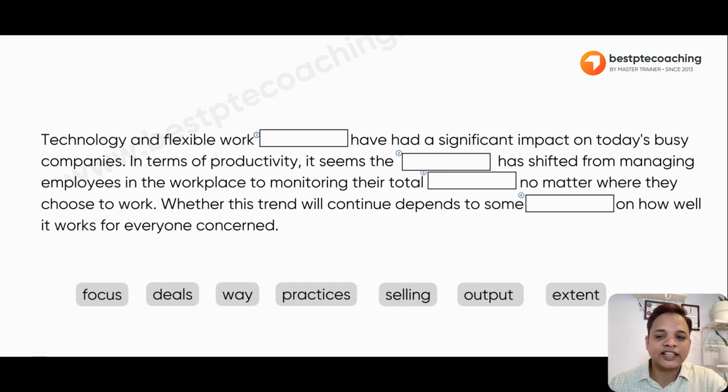Now you go to the second one. In terms of productivity, it seems the blank has shifted. Now here I need a singular because has is there, right? So like this, every blank you try to answer in 30 seconds time in the first round. Okay, so any blank is left, we will answer it last.